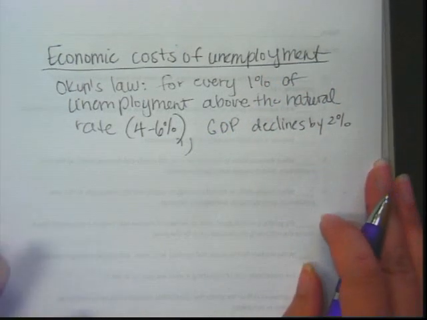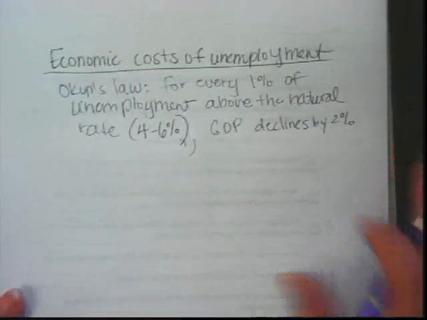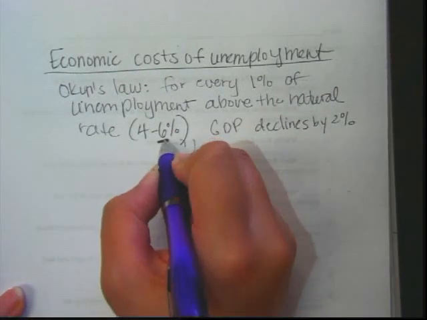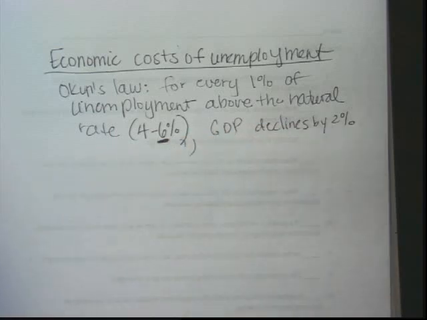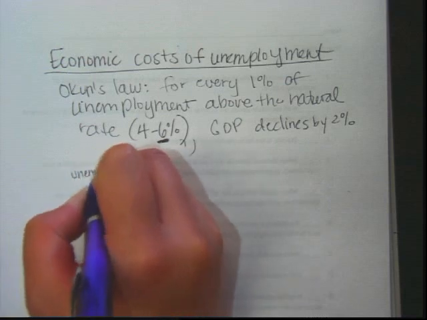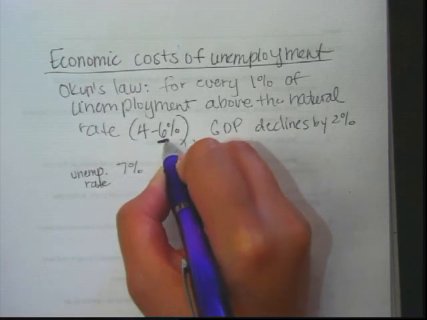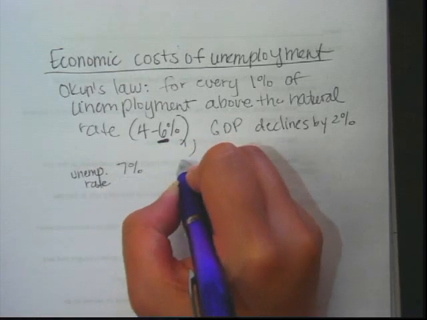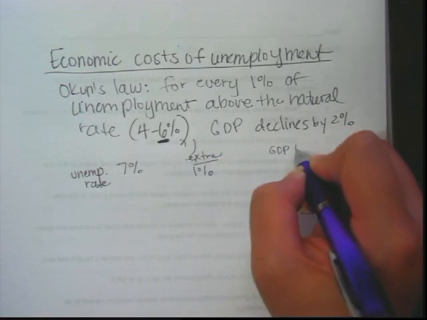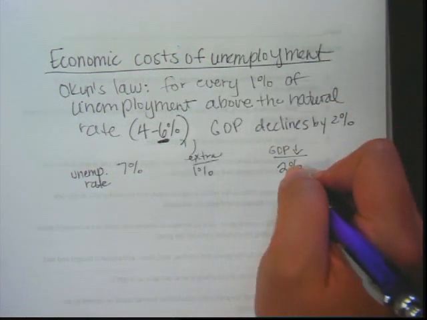It's more of a rule of thumb than law. It's not going to always be true. But let's say, we'll just use the upper end of our range here. Let's say that 6% is what we're okay with. So if we're experiencing a 7% unemployment rate, how many percentage points is that above? 1. So extra unemployment, you can think of that as 1%. So the GDP is going to go down by, according to our rule here, 2%.